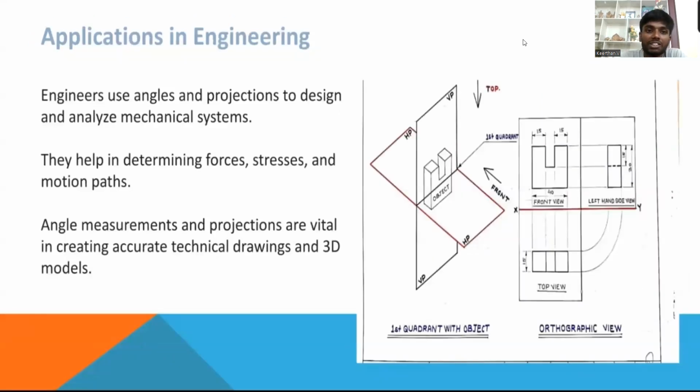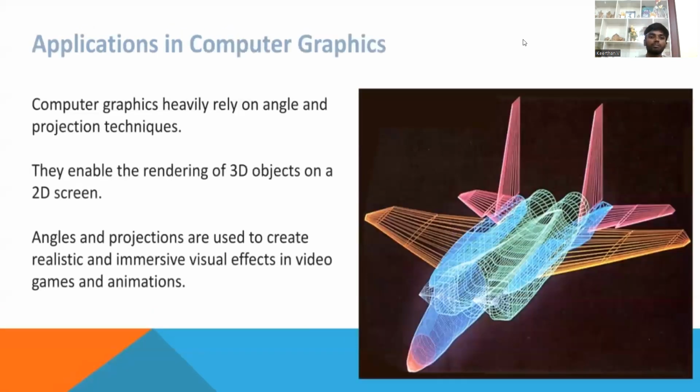Now, applications in engineering. Engineers use angles and projections to design and analyze mechanical systems. They help in determining forces, stress, and motion paths. Angle measurements and projections are vital in creating accurate technical drawings and 3D models.